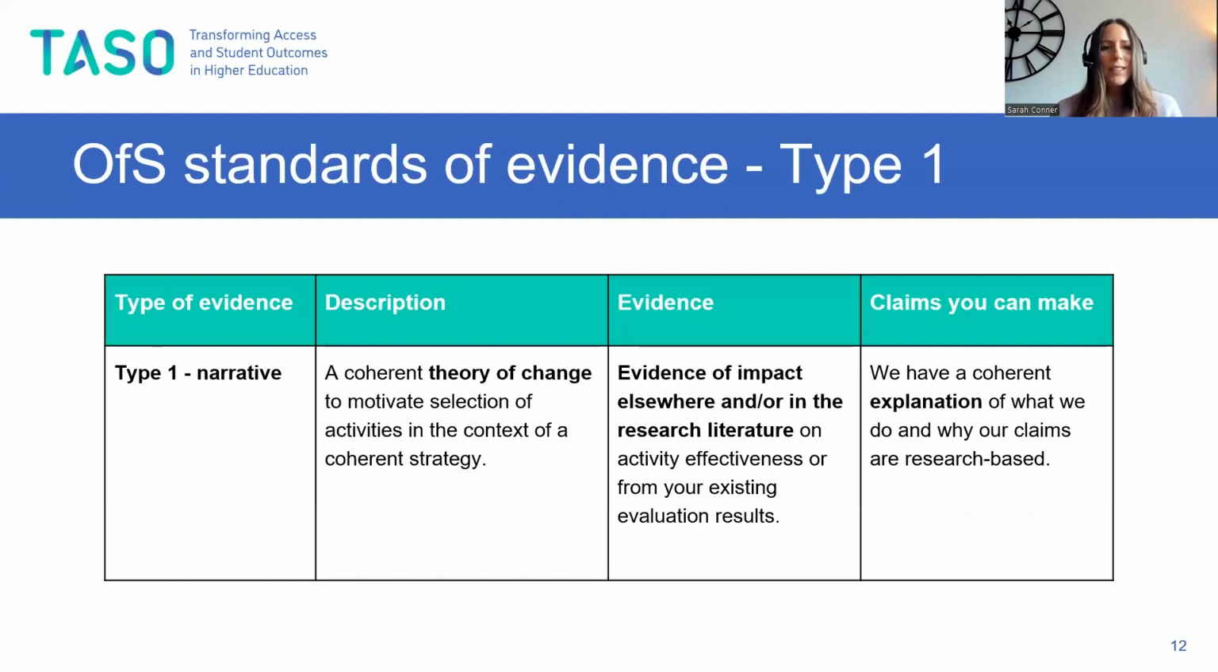So type 1, as I said, the description here is just that it's a coherent theory of change. So why you think an intervention will lead to the change you want. So why you think this Key Stage 3 literacy programme will increase attainment in English. The evidence here is generally elsewhere. So you've got evidence elsewhere that this type of intervention has been impactful. It might be in published literature, it might be anecdotal from your internal institution, or it could be from other institutions. And the claims you can make here are that you have an explanation of why you're delivering a certain intervention and why you think it will work.